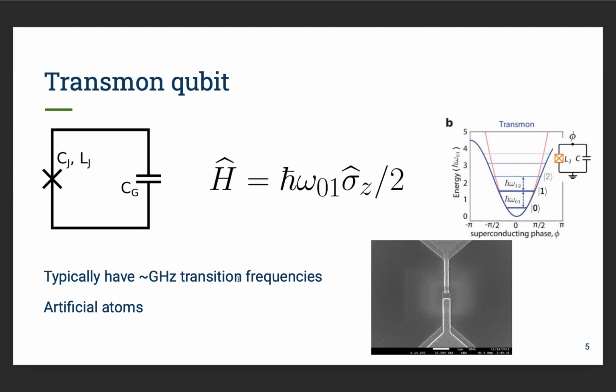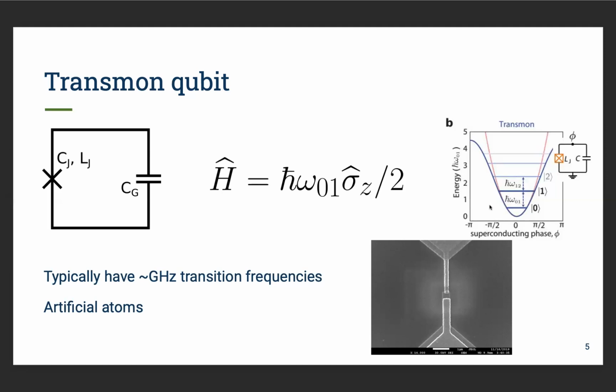We can apply gates by sending microwave tones into our system. And also because of the anharmonic energy level spacing, these are often referred to as artificial atoms.